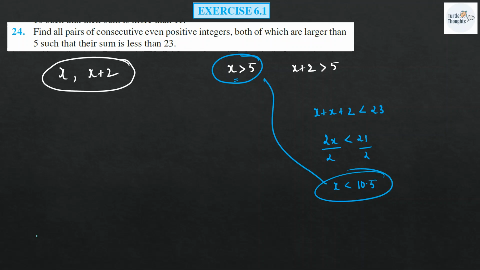Now I can combine these two inequalities to write down a double inequality. x is common, right? So it is going to be in the middle. And anything that is going to be greater is going to be on the left hand side, and anything that is lesser is going to be on the right hand side, 10.5. So this is the solution that I'll be getting. Now, which are the even numbers which are greater than 5? It is going to be 6, 8 and 10, isn't it?